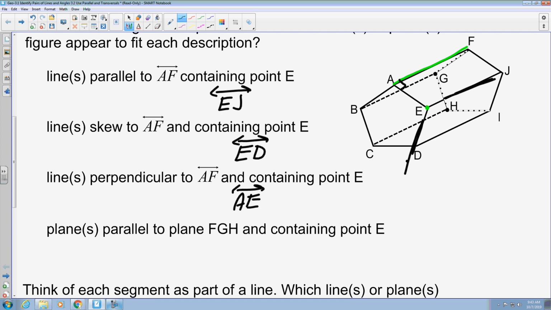And we were looking for a plane that is parallel to FGH, so that's that five-sided figure in the back, so that means it's going to be the five-sided figure in the front. You just have to choose 3 points to make the plane, so we can just say it's plane ABC. Right, it does contain point E. We don't have to use point E to name it or anything.